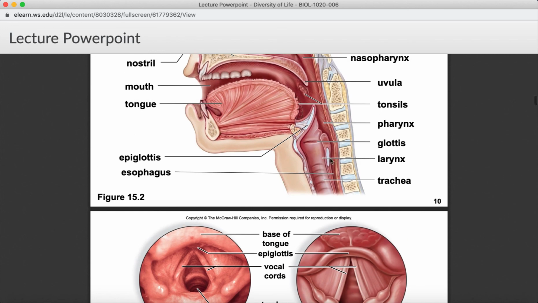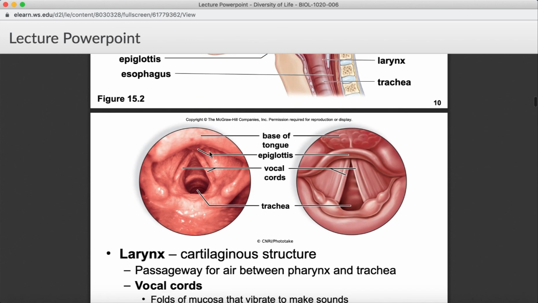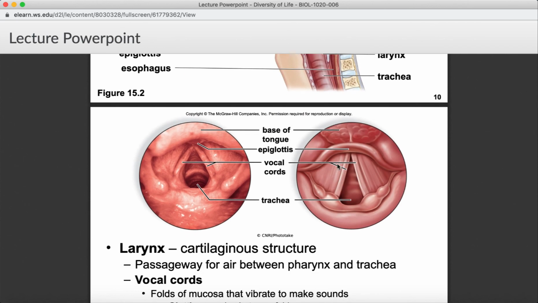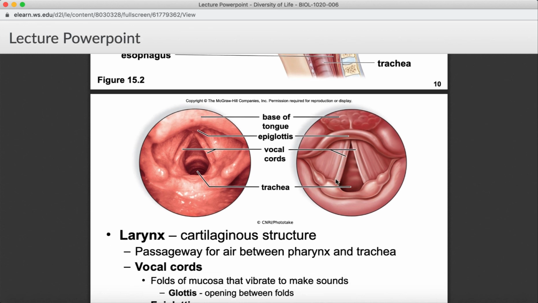Looking down into the epiglottis here, you have your vocal cords and then your trachea. These are what vibrate in order to produce your voice. They tend to be longer and thicker in males, which, combined with a larger nasal cavity and a larger chest, will produce a deeper, more resonating voice. They tend to be a little thinner and shorter in females, so it's a higher pitch because they vibrate at a higher frequency.